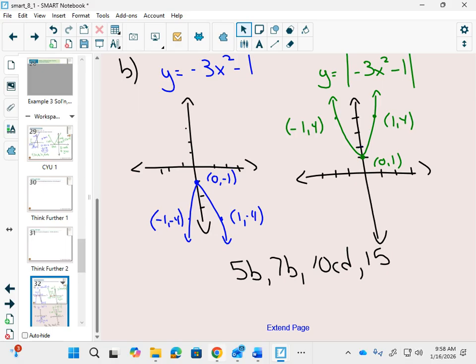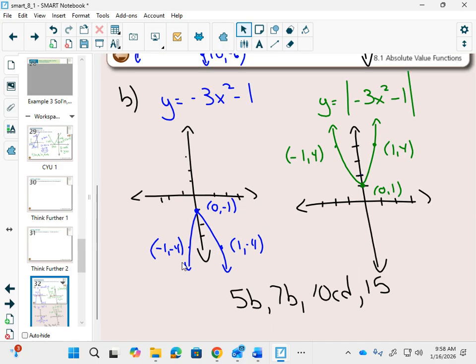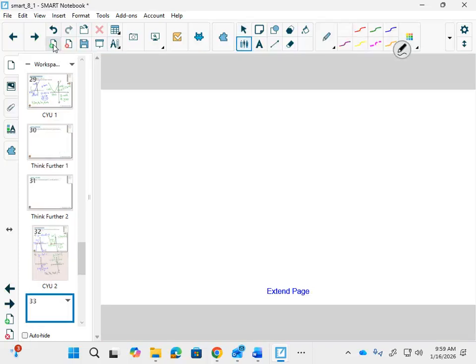Wait, how do you graph just one number? What do you mean by graphing a single point? It says sketch a graph of each absolute value function. Y equals 6. Oh, so y equals 6. You're looking at the homework. How do you graph a single number?